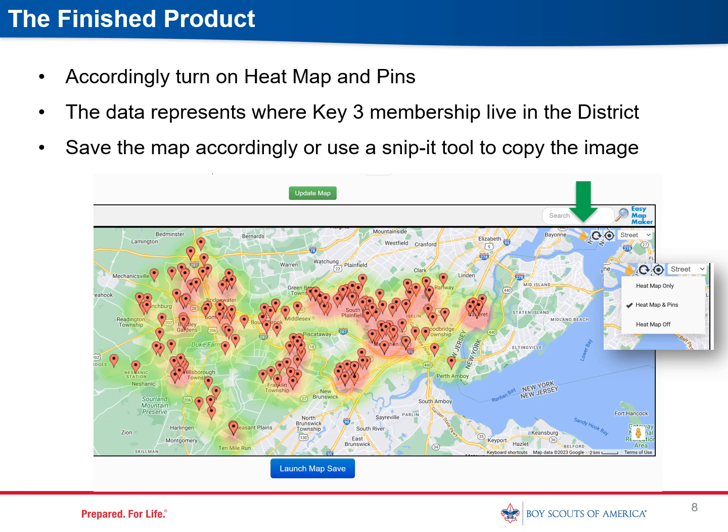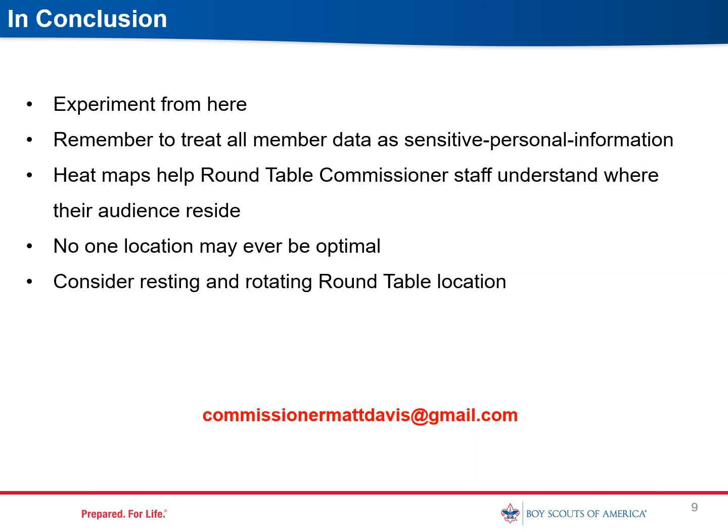At this point, you can repeat the process by filtering the larger data file through different positions and plotting different maps. Again, the free version of this website is limited to 250 plots per map. Well, there you have it. Experiment. You can generate different iterations from the data. Please remember to protect sensitive personal information. The detailed data is for official Boy Scout use only. You may learn something about your members that could prove useful to bolster roundtable attendance.